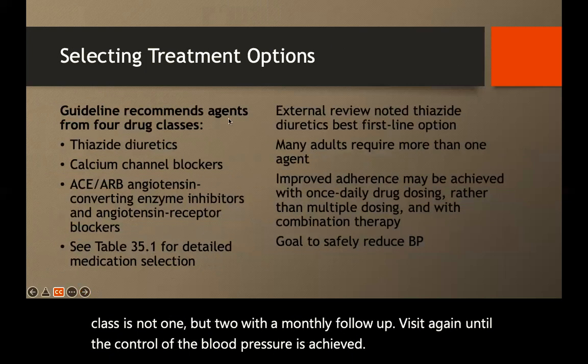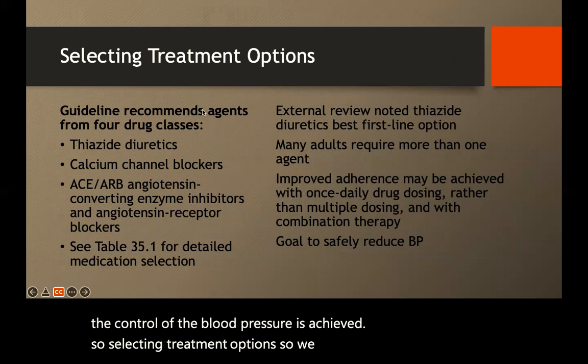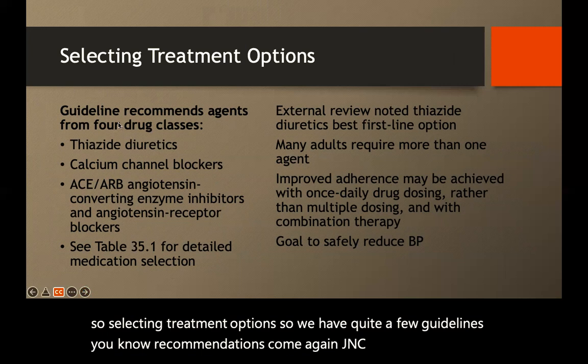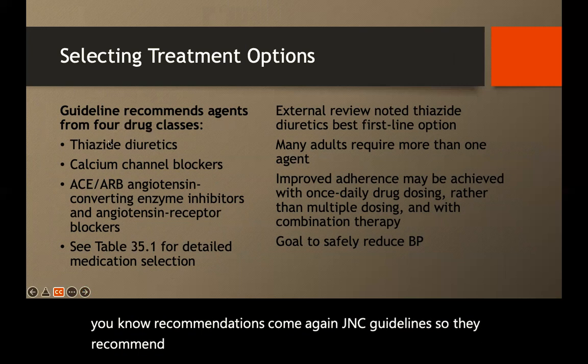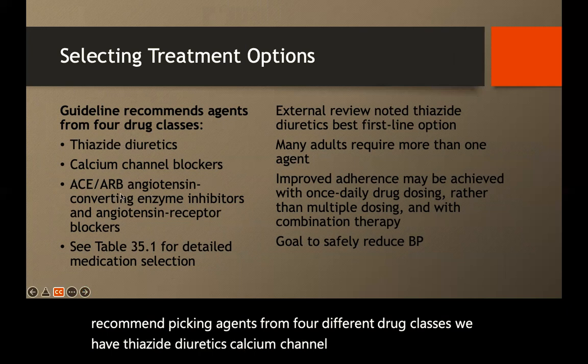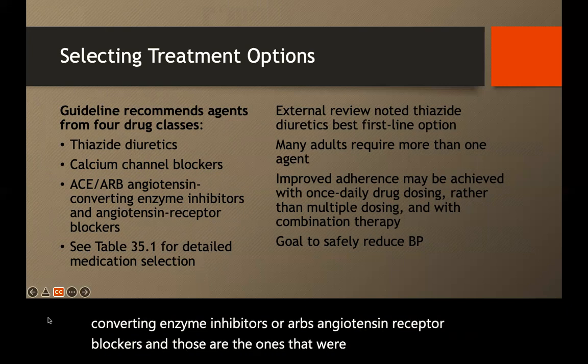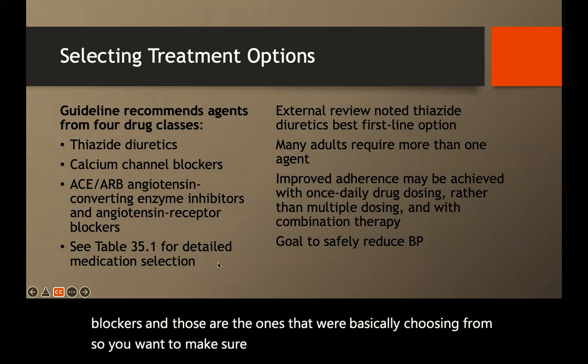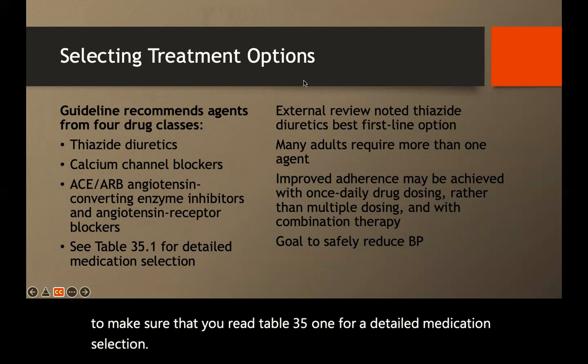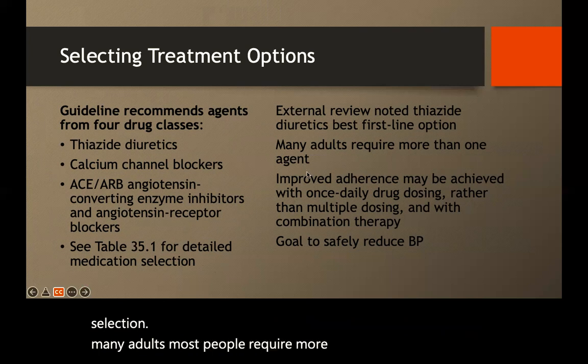So selecting treatment options. We have quite a few guideline recommendations. Again, JNC guidelines. They recommend picking agents from 4 different drug classes. We have thiazide diuretics, calcium channel blockers, ACE, angiotensin converting enzyme inhibitors, or ARBs, angiotensin receptor blockers. And those are the ones that we're basically choosing from. So you want to make sure that you read table 35.1 for a detailed medication selection. Many adults, most people, require more than one to get their blood pressure under control.